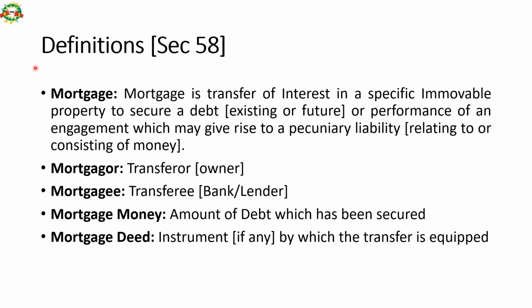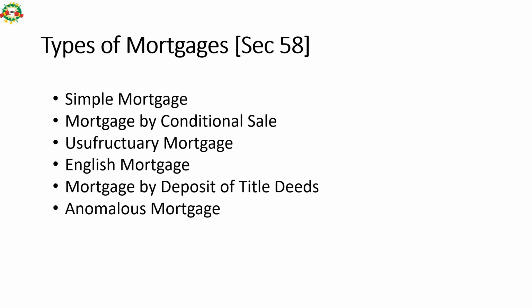These terminologies will be repeated many times, so we should remember who is the mortgagor, mortgagee, mortgage money, and mortgage deed. The mortgagee is the transferee, that is the bank or lender. The transferor owner is the mortgagor. The transferee, whether a bank, financial institute, HFC, company or person who lends the money, is the mortgagee. Mortgage money is the amount of debt which has been secured against the mortgage of the property, and the mortgage deed is the instrument, if any, by which the transfer is effected. Mortgage has been created basically.